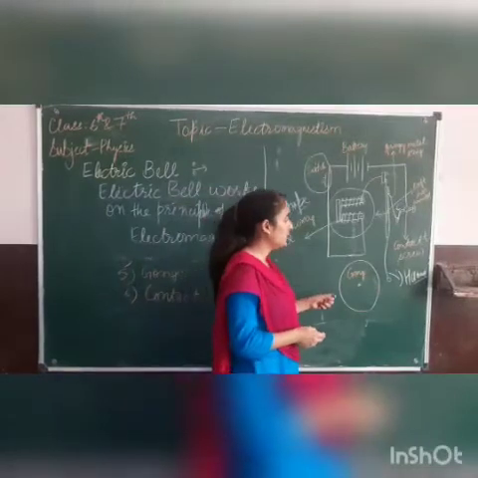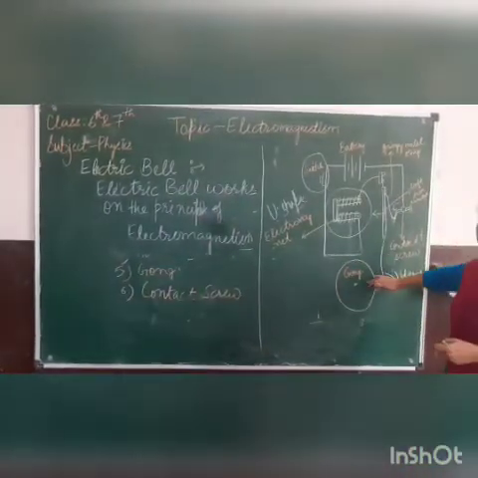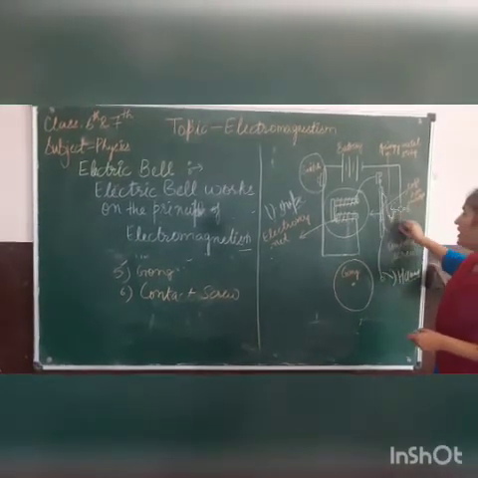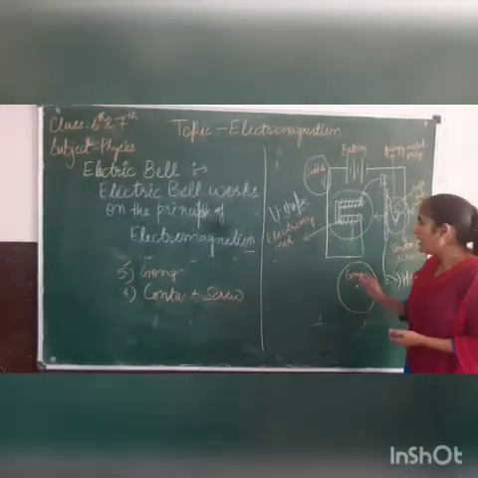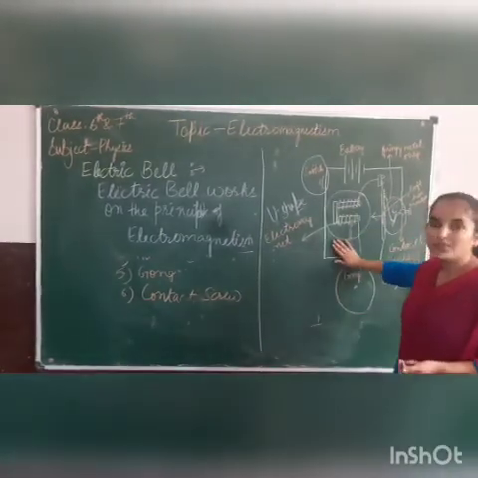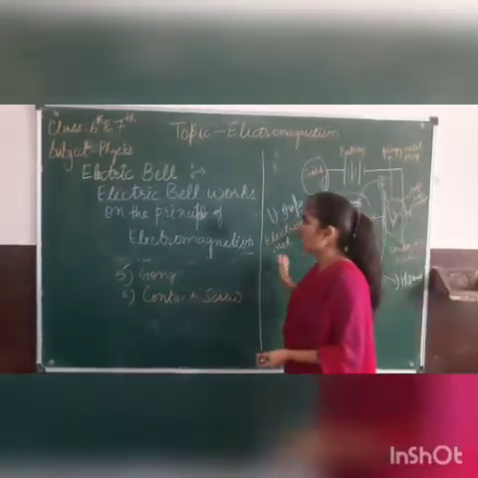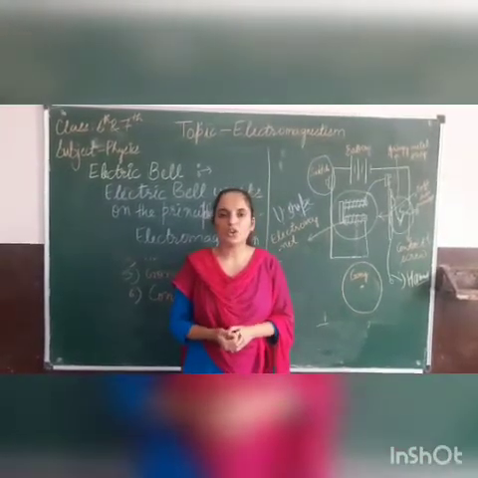What happens here? When this pushes the hammer, after this, here is your contact screw. From here the circuit completes and breaks. After that, the circuit breaks and the bell stops ringing. So this is the principle of the electric bell. Now let's have a closer look at the electric bell.